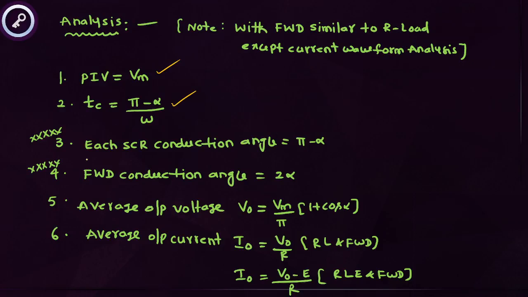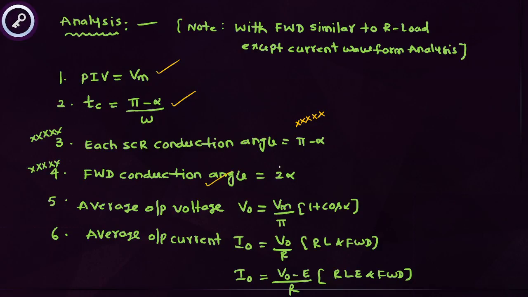Circuit turn off time. This is also important. Even with the freewheeling diode, here circuit turn off time is not pi by omega. It is (pi minus alpha) by omega. Each SCR conduction angle is pi minus alpha, students. If freewheeling diode is not present in full wave rectifier, what is each SCR conduction angle? That is pi. But here pi minus alpha.